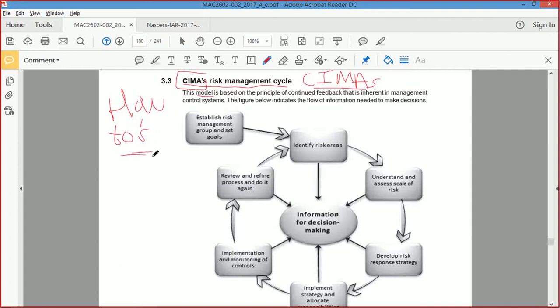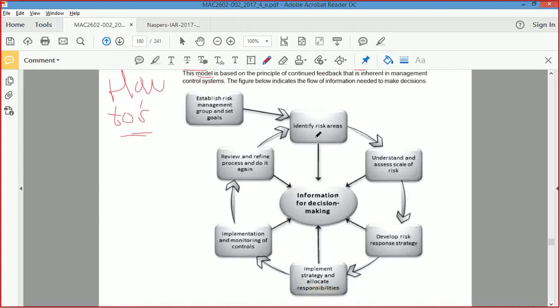So CIMA follows this model. A model is the how. They're providing you with this guideline, this infrastructure or this idea, these concepts. They're creating these how-tos in order for you as a business to achieve good risk management. Very similar to what we saw before, it always looks at establishing risk management goals, objectives. It's just laid out in a slightly different way.